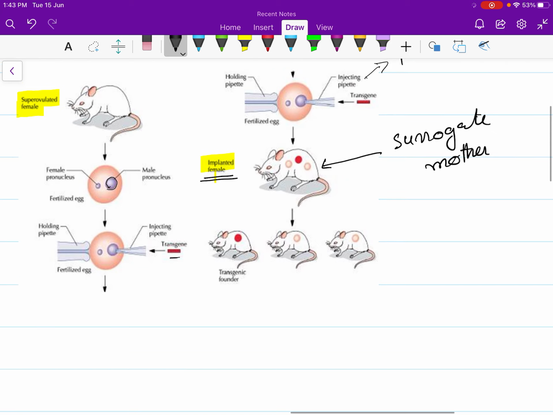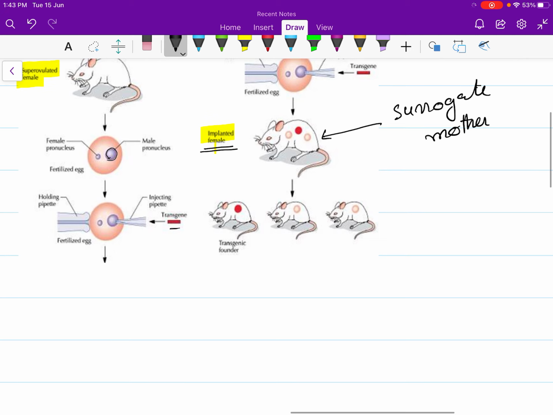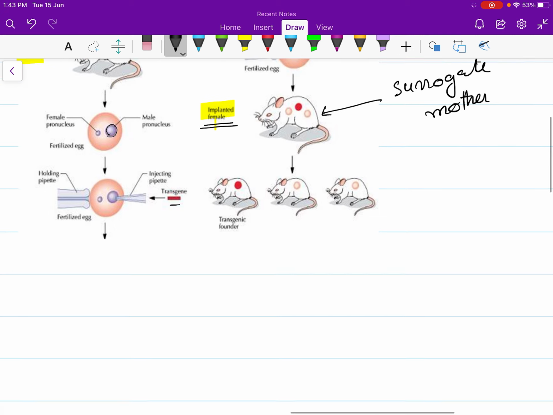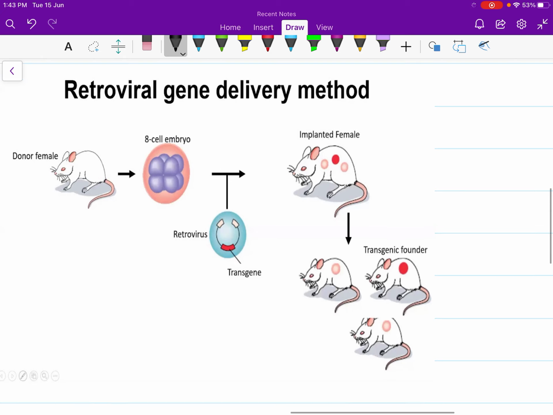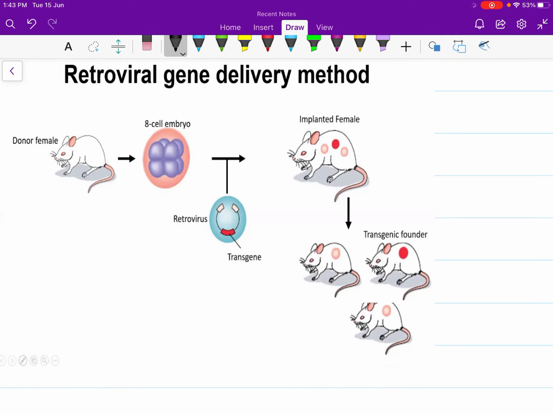Another procedure, an alternate procedure: instead of using the micropipette, we can make use of certain viruses, and that procedure is explained below. In this image you can see that from the donor female, an 8-celled embryo is harvested. In this 8-celled embryo, the transgene is inserted with the help of a retrovirus, at the 8-cell stage.